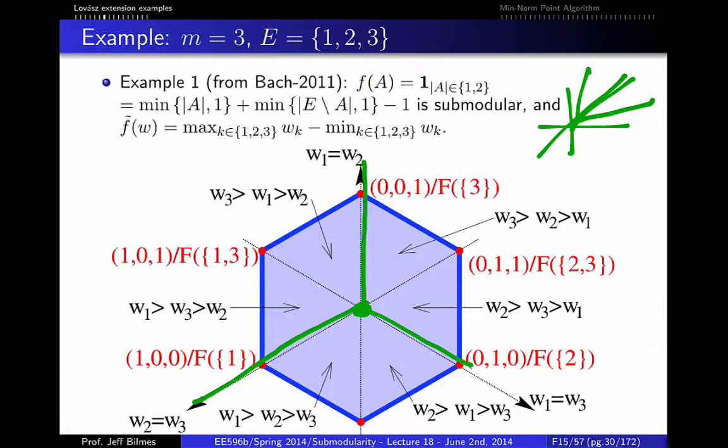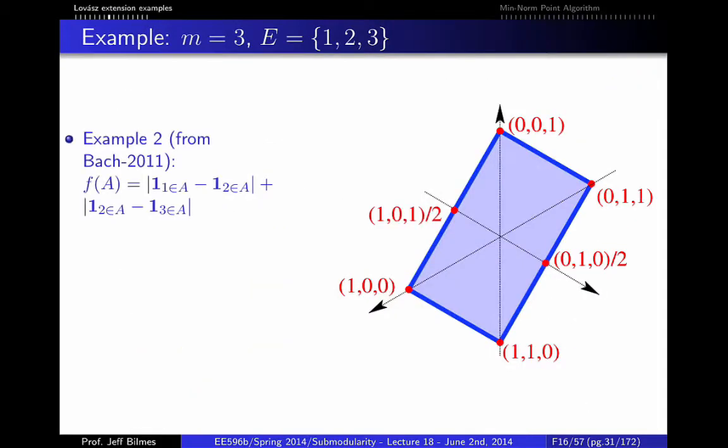For example, this area here corresponds to W3 greater than W2 greater than W1. And this area here corresponds to W1 greater than W2 greater than W3. So there are 6 such partitions, corresponding to the 3 factorial possible orderings of a ground set of size 3. Okay. So does everybody get the geometry of this, hopefully? A little bit? It's a little bit tricky.